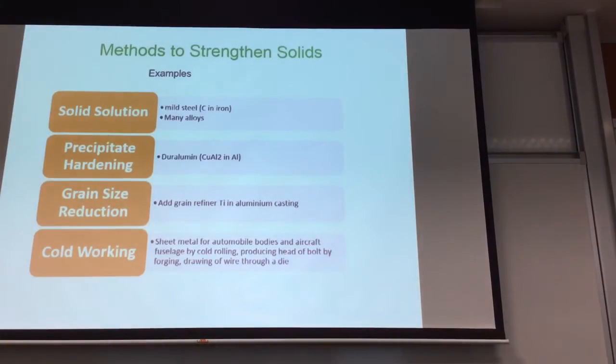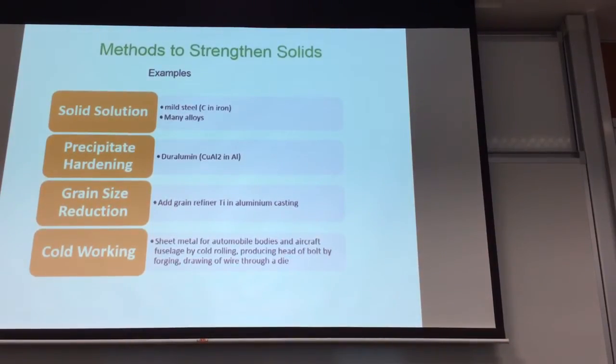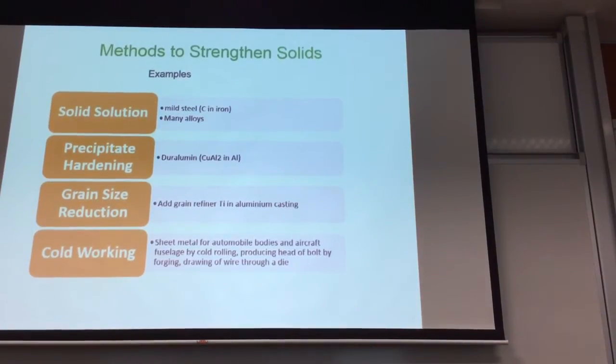Okay, now we can look at this. The first one here is solid solution, so I hope now you know what that is. These are four very general ways that we can strengthen a solid. One is solid solution strengthening. What we do is add a different metal to the base metal. When you talk about alloys, a lot of them have solid solution strengthening because we add different metals to the base metal.